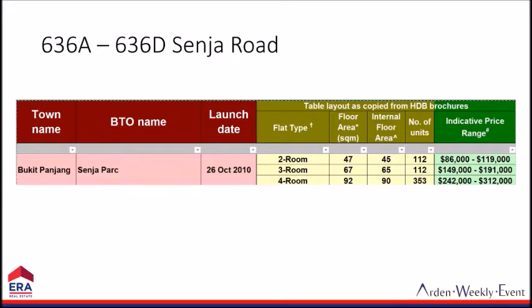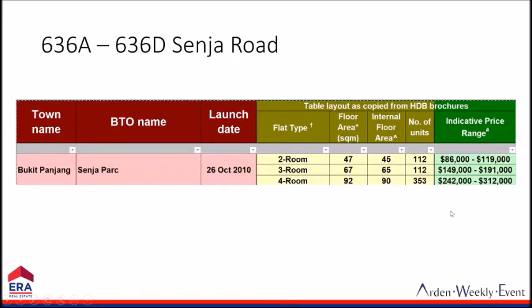Now, anyone here stays in this Senja Park View? Sorry, I left out a view there. It's Senja Park View, which is in 636A to 636D. Raise your hand, please. Or put a 3 in the chat. Do we have anyone who stays here? No? Nobody stays here? Okay, no problem.